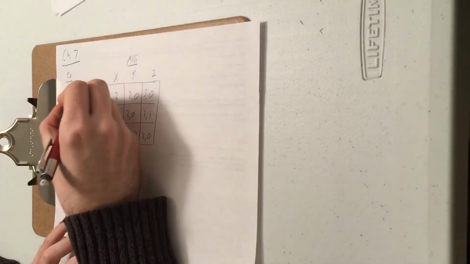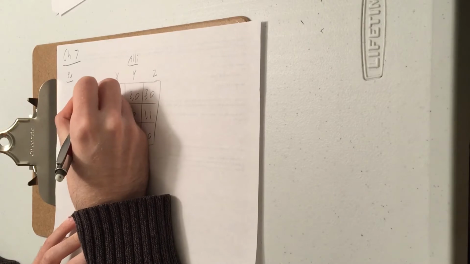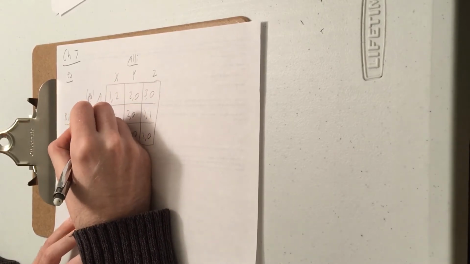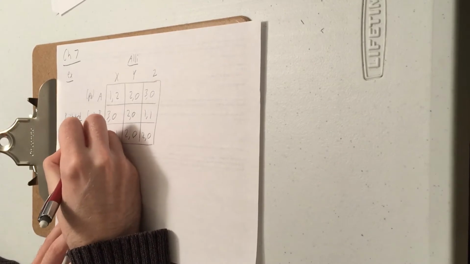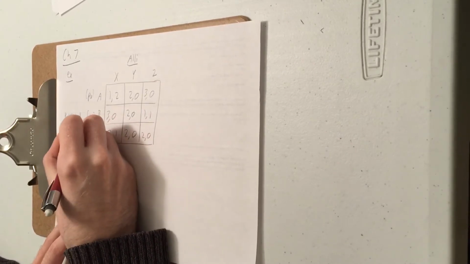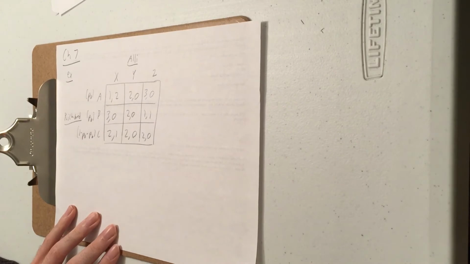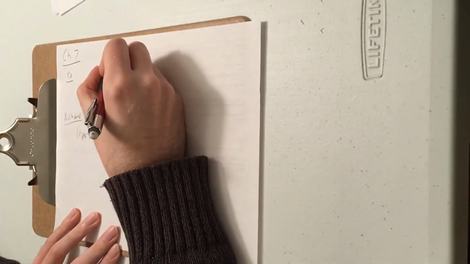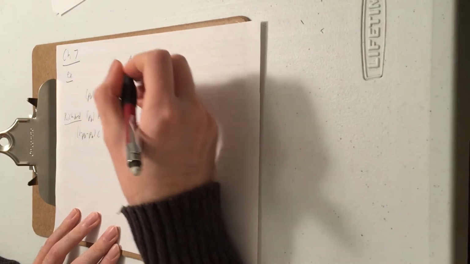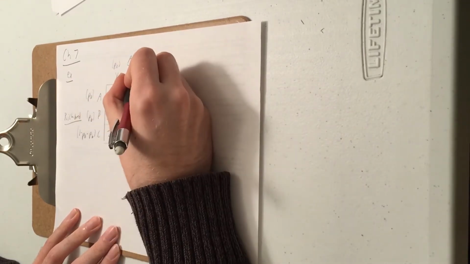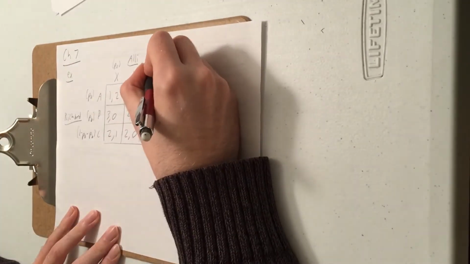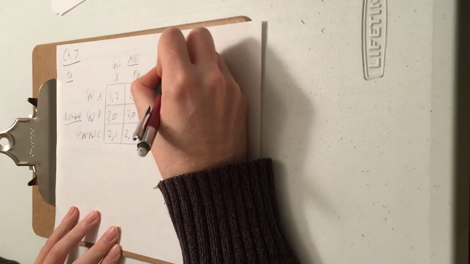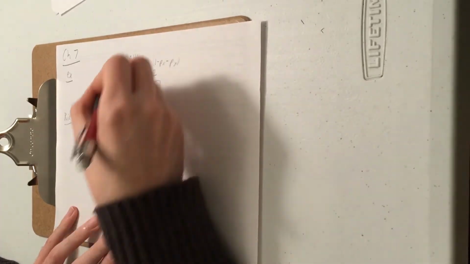So let's say Richard plays A with probability PA, plays B with probability PB, plays C with probability 1 minus PA minus PB. Allie plays X with probability PX, Y with probability PY, Z with probability 1 minus PX minus PY.